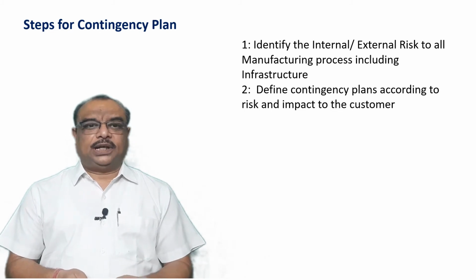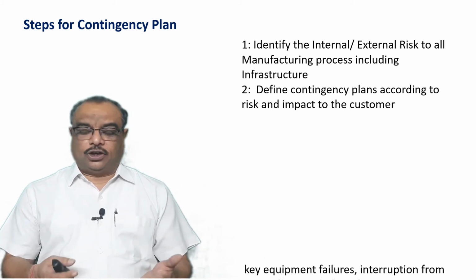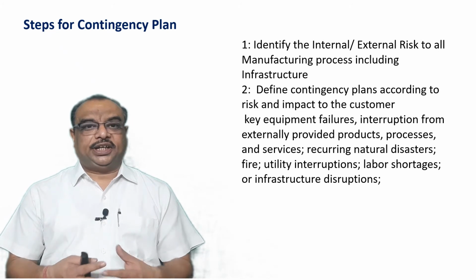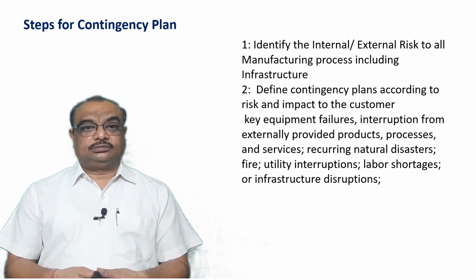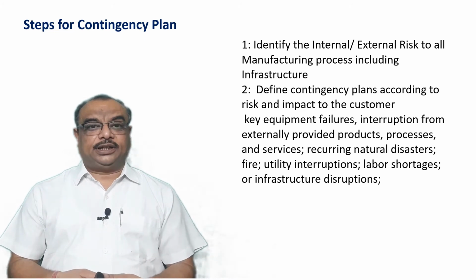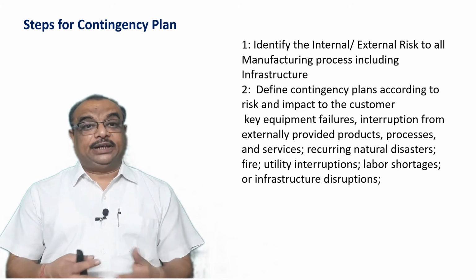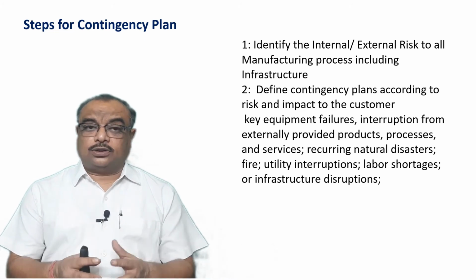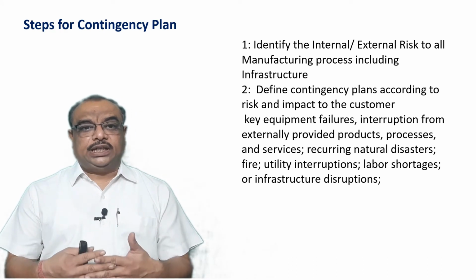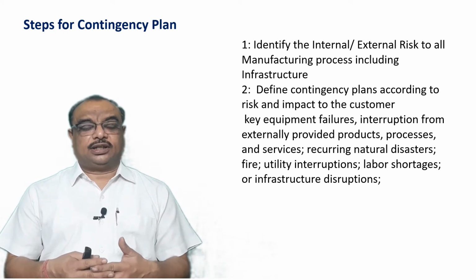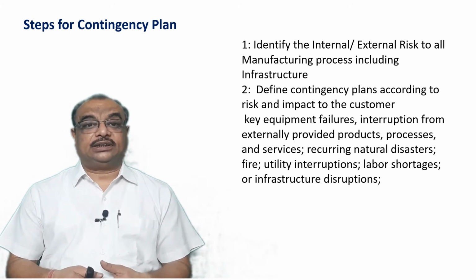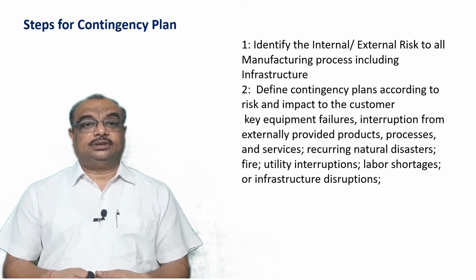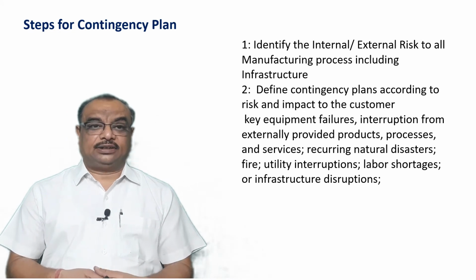So a contingency plan could be for key equipment failure, utilities, machines, and related to the suppliers' material and related to the men. So if I conclude, we need to identify the risks related to men, machine, material, methods, and measurement. So we can define the contingency on that.